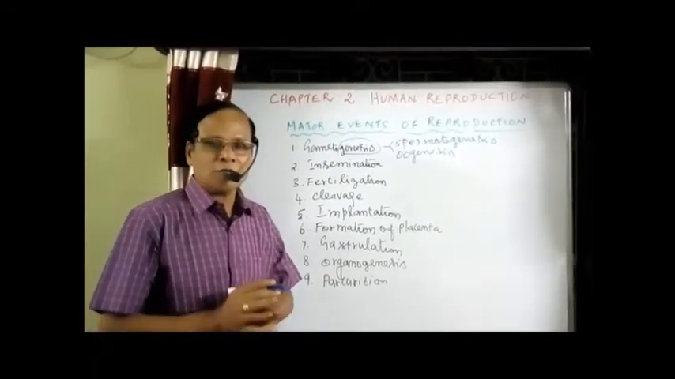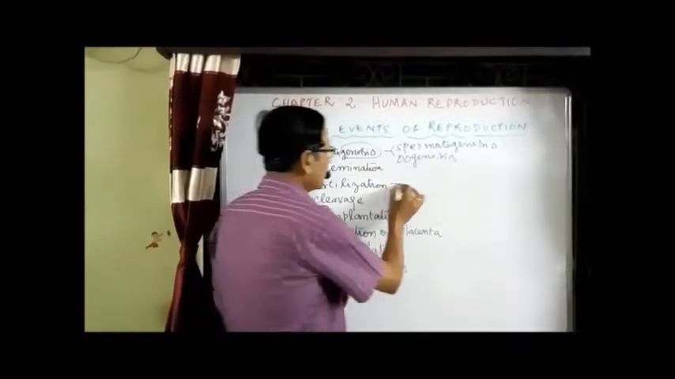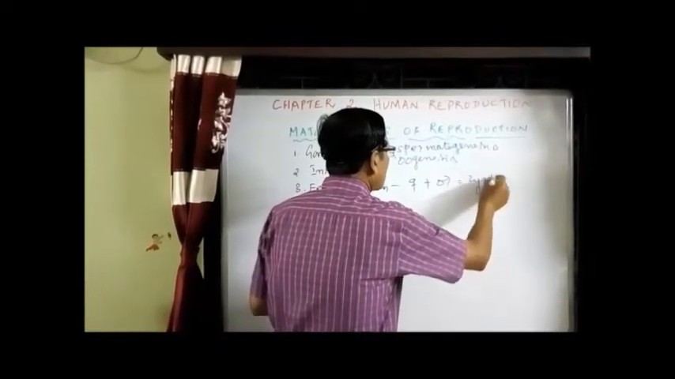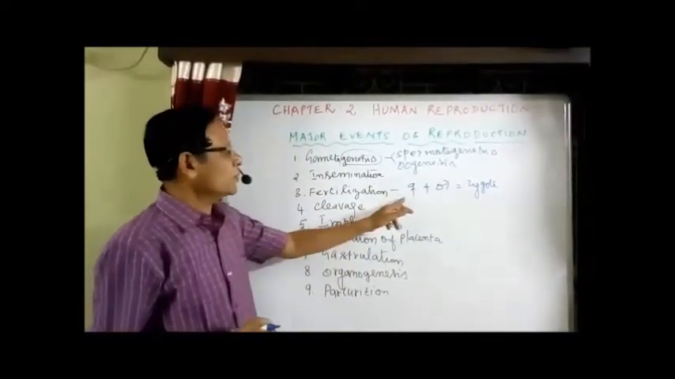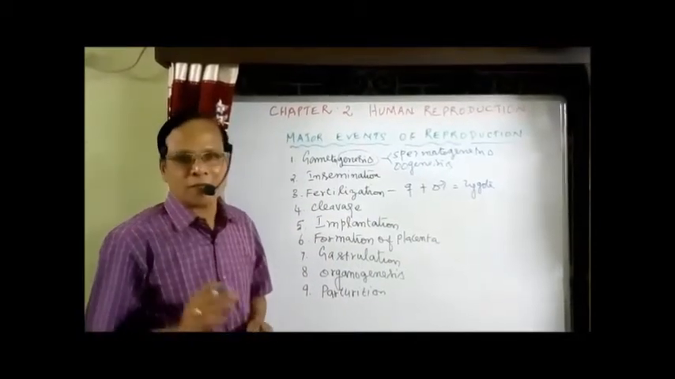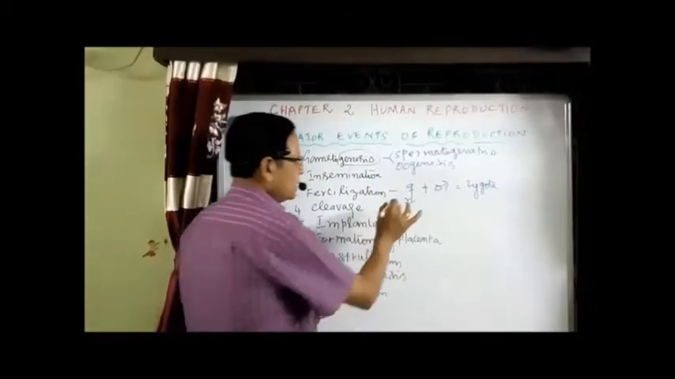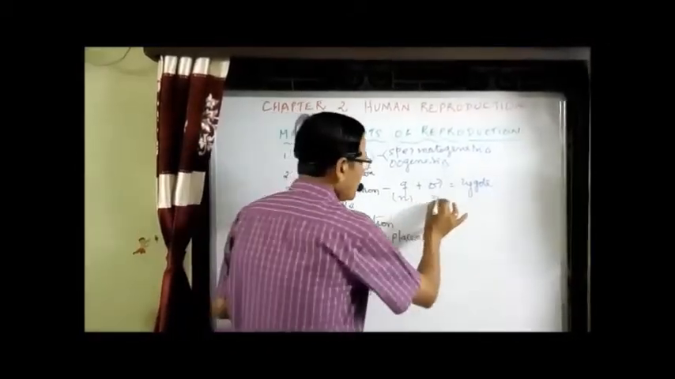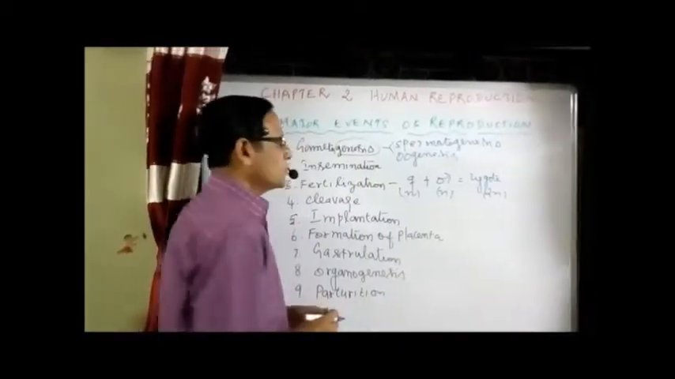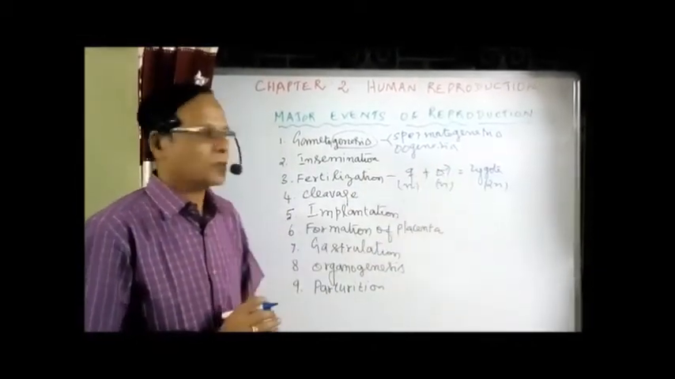The next one, in the female reproductive tract, we have the fusion or union of male and female gametes to form a single cell called zygote. The fusion of female and male gametes to form a single cell called zygote is called fertilization. It occurs in the female reproductive tract. Now the female gamete, the egg, is haploid in nature, and also the male gamete is haploid, n. Now the resultant single cell is diploid. So the union of male and female haploid cells to form a zygote, which is diploid, is called fertilization.